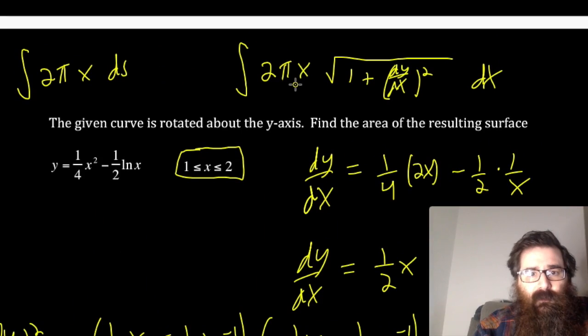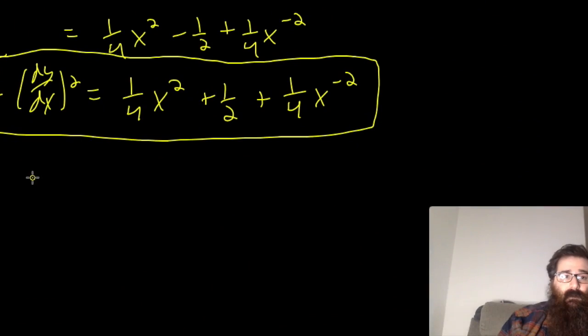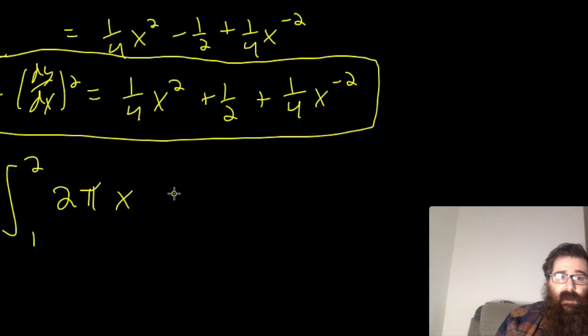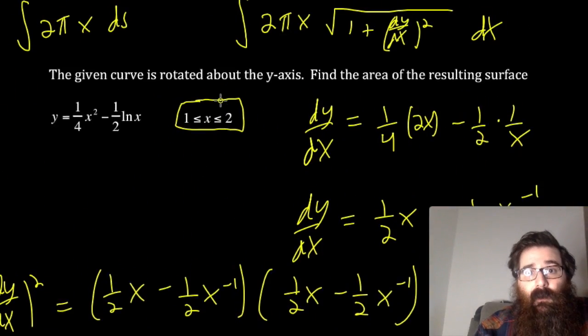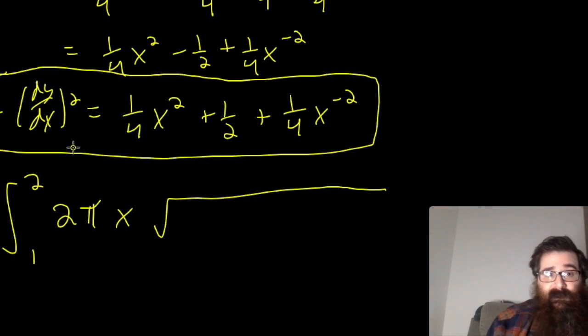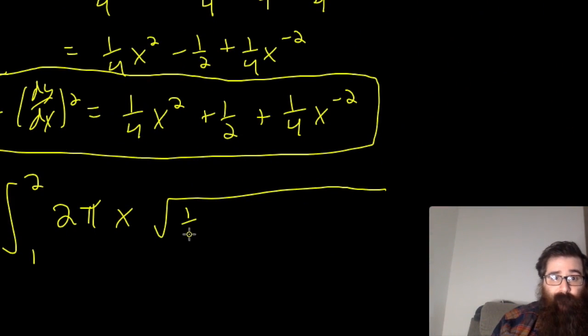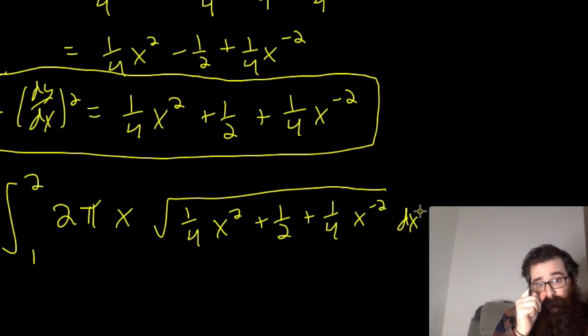We said that should be the integral of 2 pi x. I have bounds from 1 to 2. And we said it should be 2 pi x. And then our arc length, which is the square root of this expression that I just found. Right? We said square root of 1 plus dy dx squared with respect to x. Well, I just found 1 plus dy dx squared. So that's 1/4 x squared plus 1/2 plus 1/4 times x to the minus 2, and with respect to x.